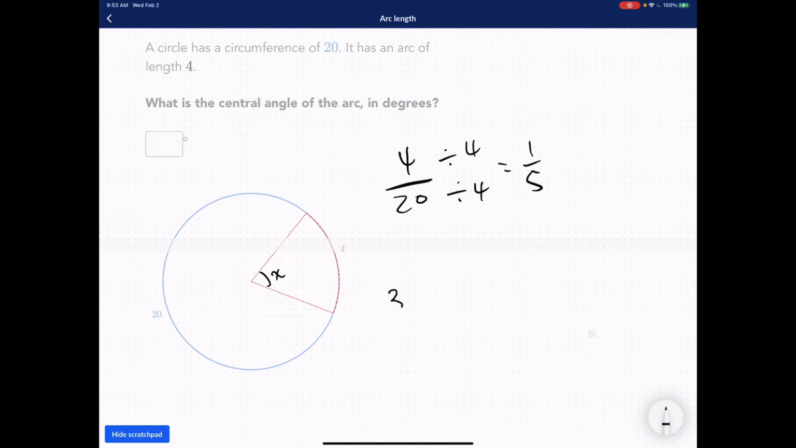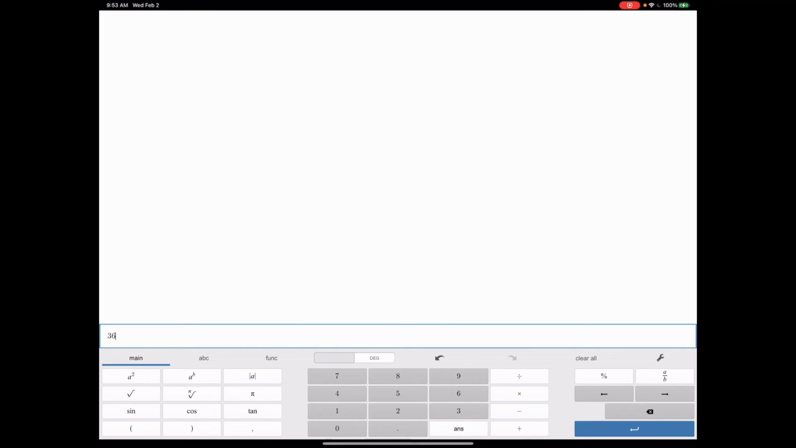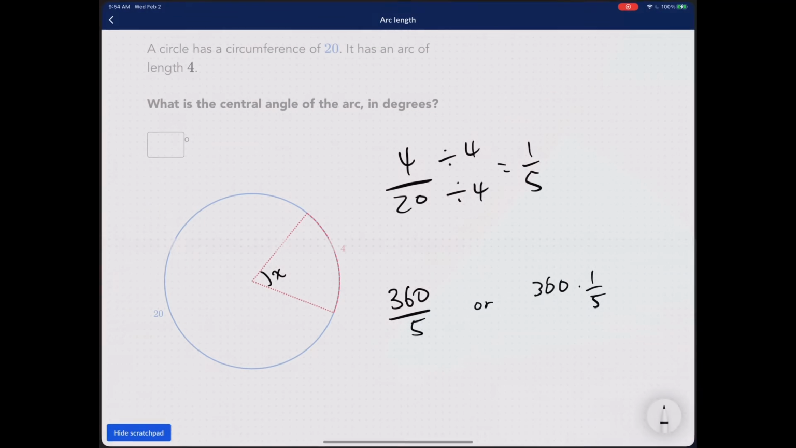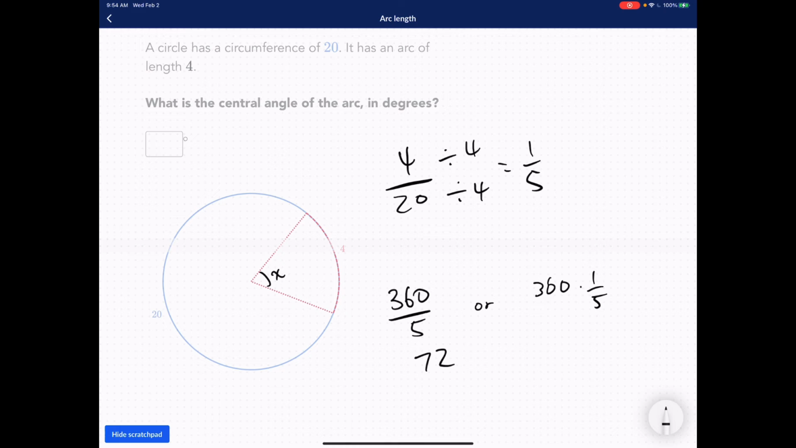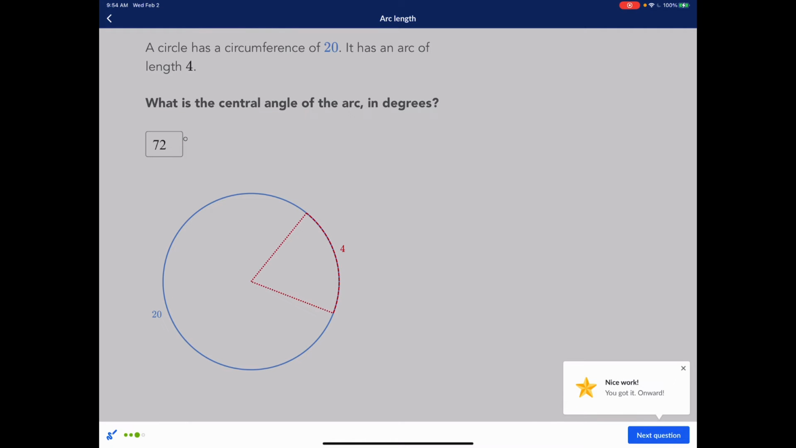So we're going to do 360 divided by 5, or you could do 360 times 1 over 5, whatever you find more comfortable. 360 divided by 5 is 72. So it's going to be 72 degrees. 72 degrees. And voila.